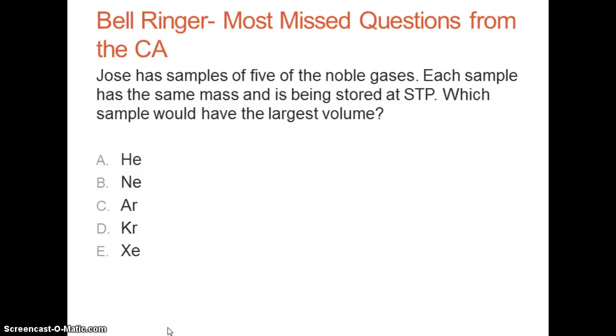Good afternoon, students. Please take your seat and get out your bell ringer sheets and get to work on this most missed question from the Common Assessment. I recognize that this question is a high level of difficulty. However, we will talk through it piece by piece. So make sure that you have your bell ringer sheet out and you've recorded all the necessary information. I'm going to give you about 5 minutes to work on this problem.